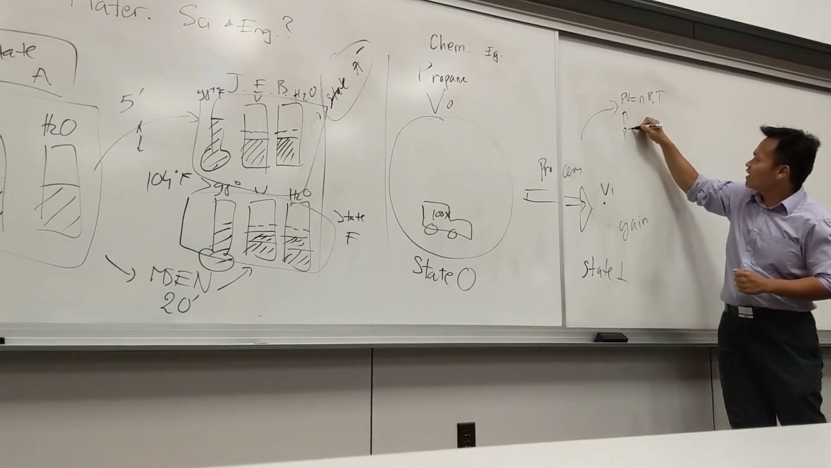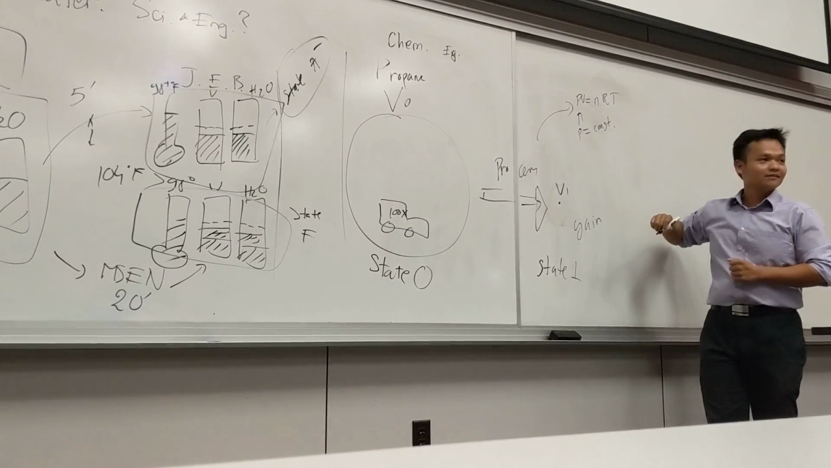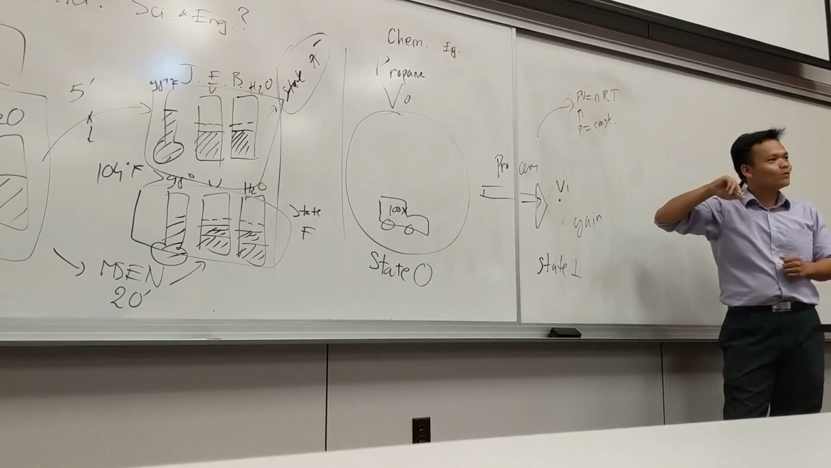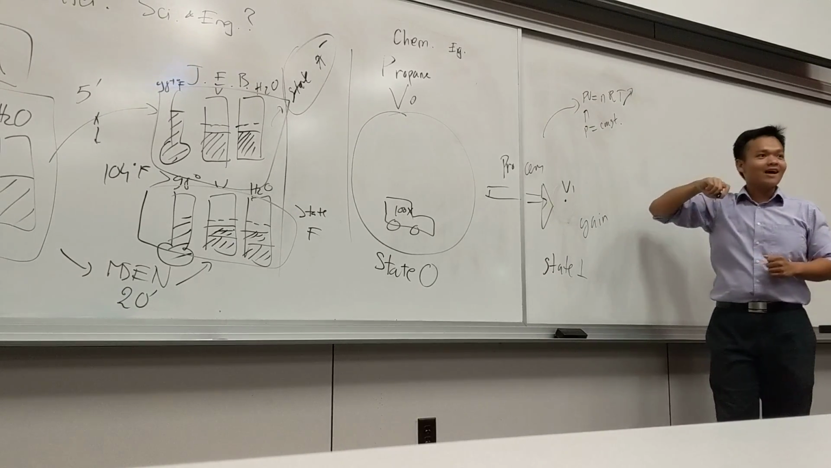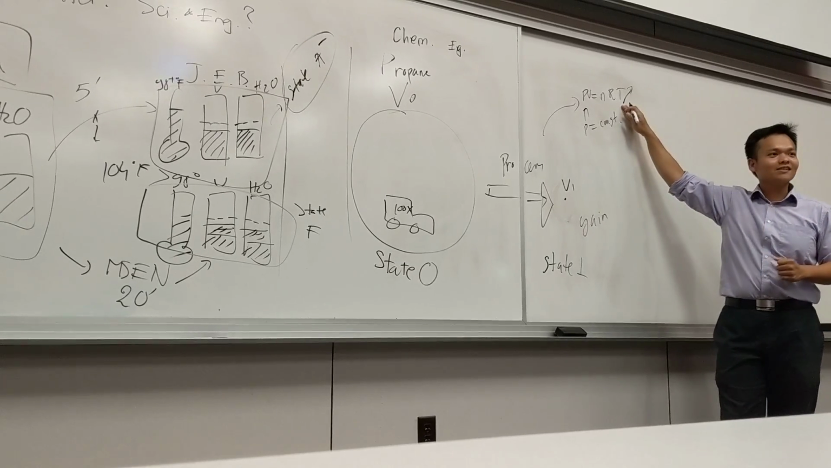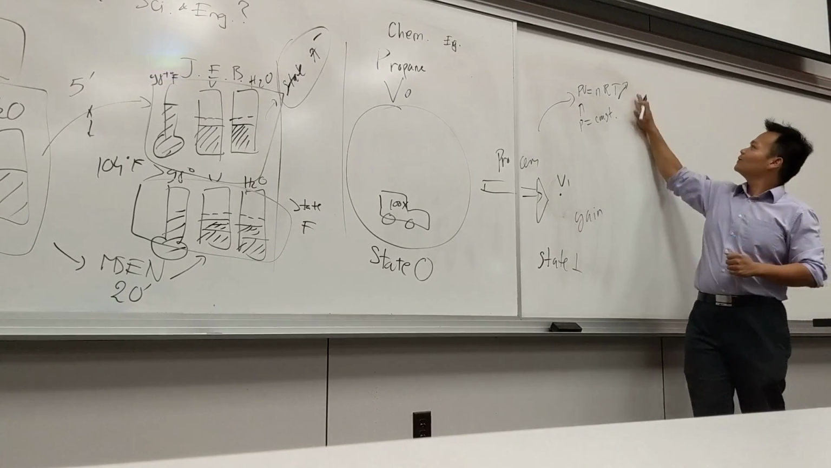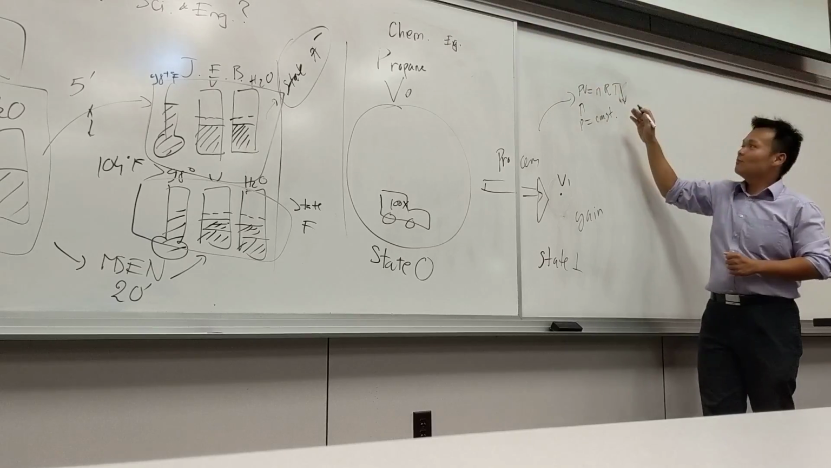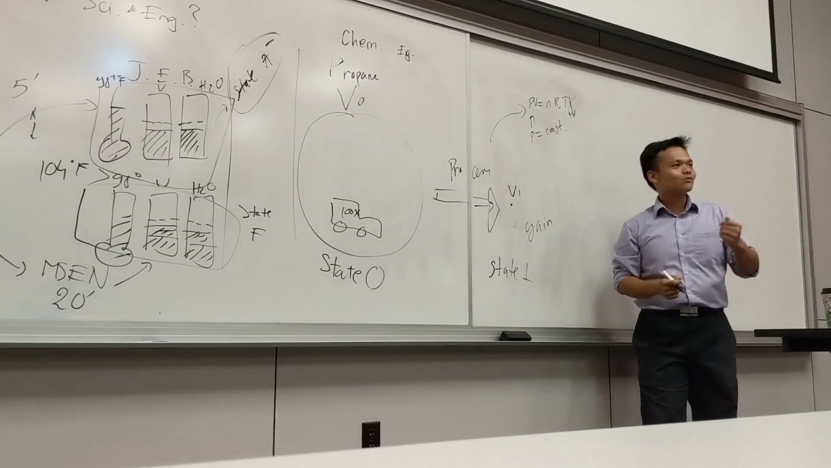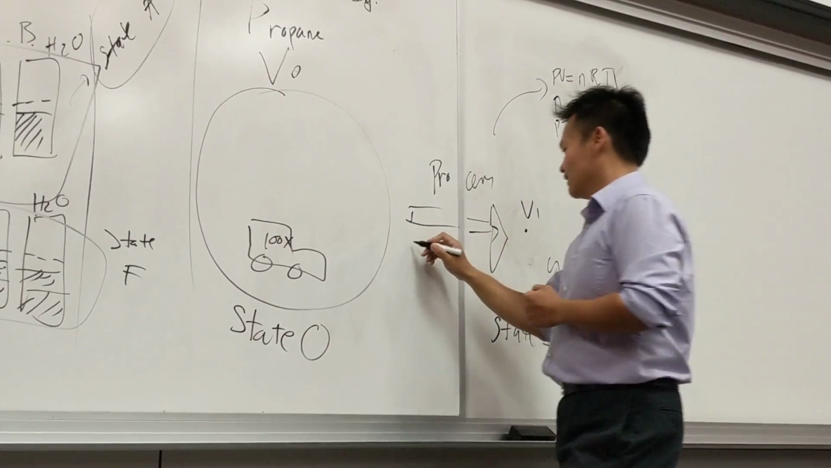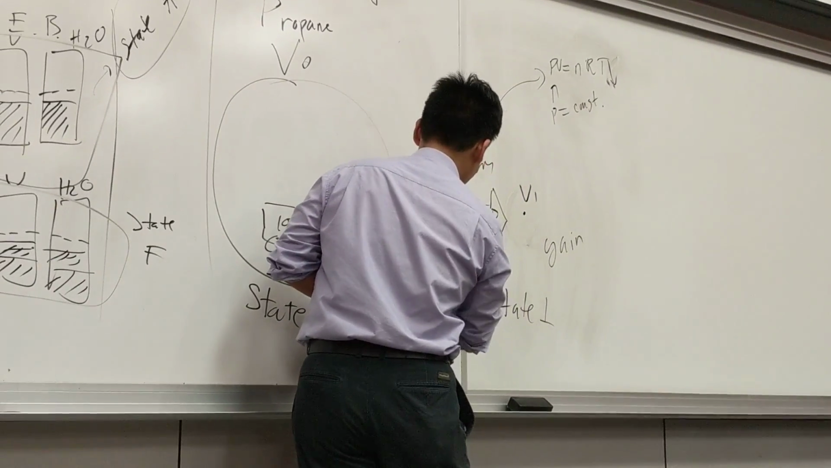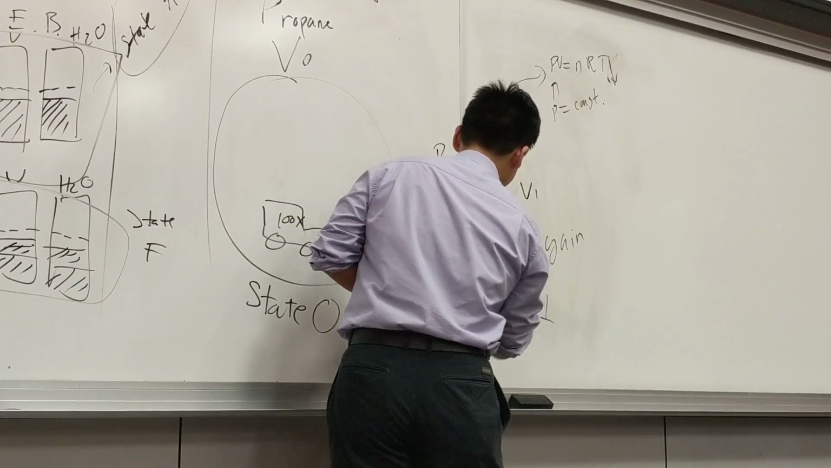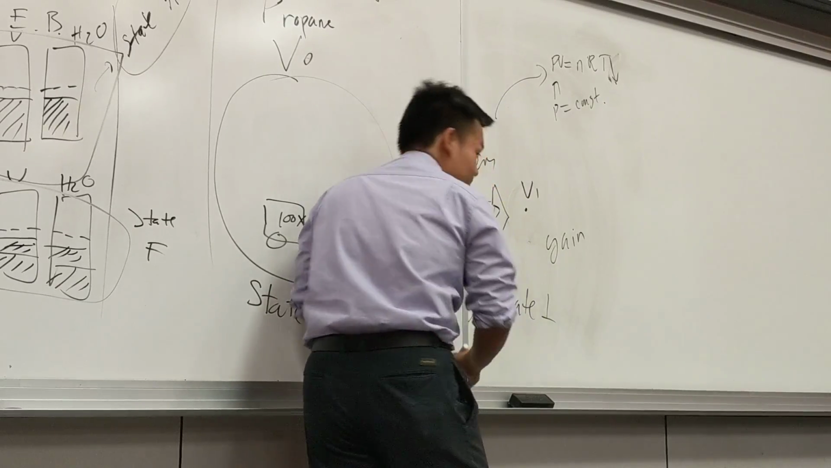Now, a simple process. If we keep pressure constant and we want to increase volume, what do we do? We increase temperature. Or, if we keep temperature constant, then we increase pressure. So we have two ways: either increase pressure, or we decrease the temperature.